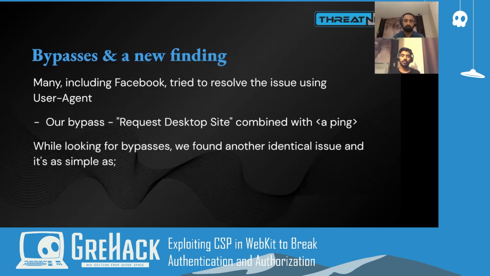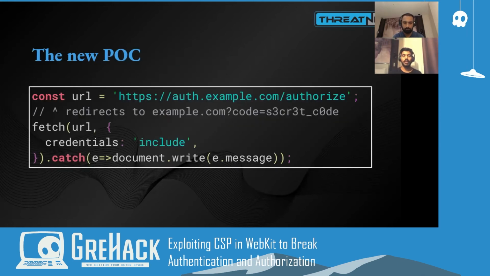We had another bypass, but during our hunt for bypasses, we noticed something peculiar. After some digging, we realized that we'd already found another 0-day. And this time, it wasn't CSP, but cross-origin resource sharing. The finding was as easy as shown here. We just needed to add a catch handler to our fetch request, and it disclosed the destination URL.